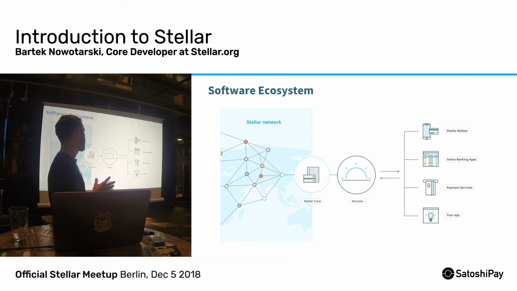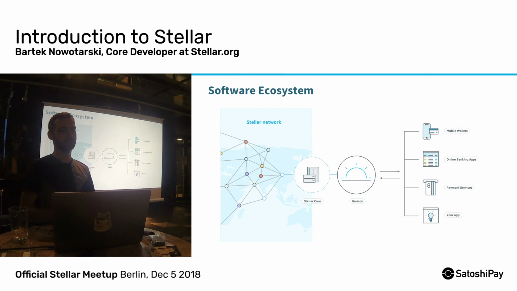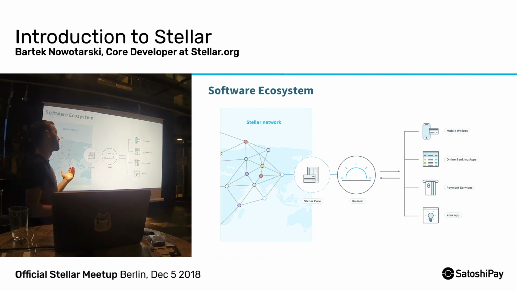Basically, we have a set of SDKs written in JavaScript, Java, Go, Python, and many other languages. You can use them to communicate with Horizon and to build transactions and submit them to Horizon and then to the network. And these are example applications you can build. You can build mobile wallets, banking applications, payment services, whatever you like.